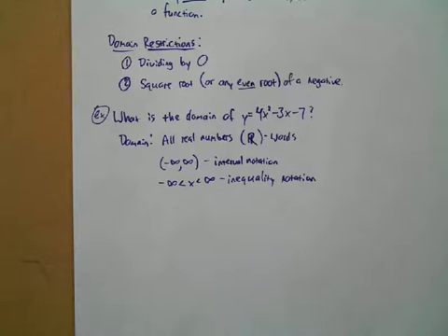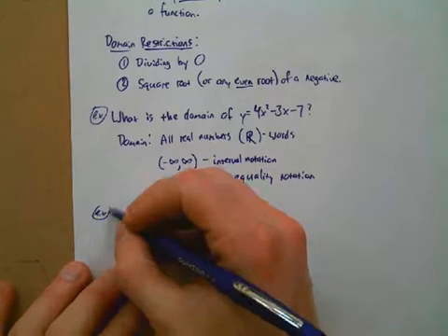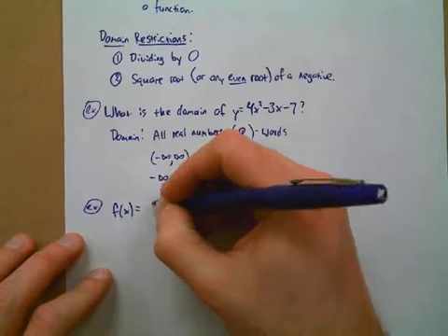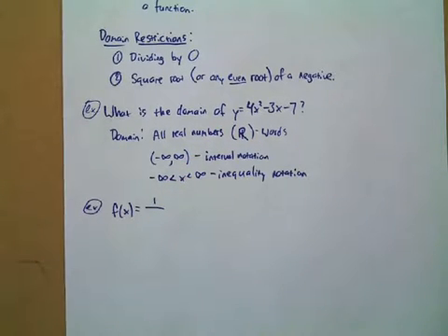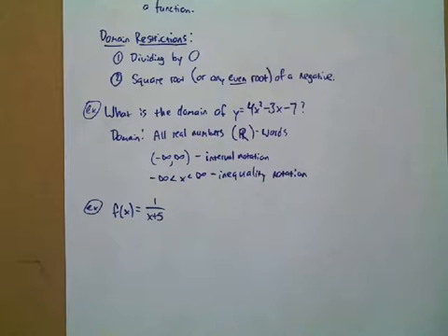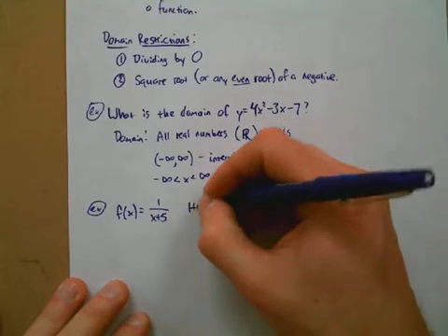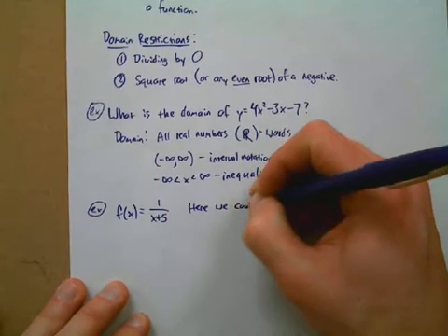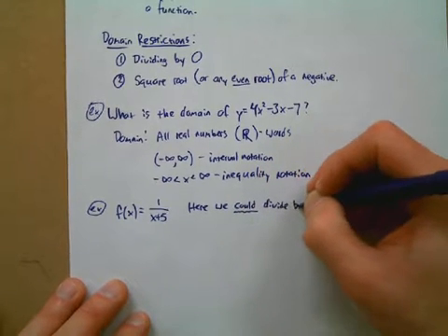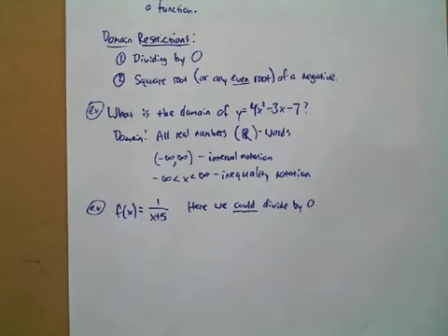Let's try another one. f of x equals 1 over x plus 5. So, new situation, right? We have some division, and in fact, we could potentially divide by 0. So here, we could divide by 0. We have a variable in the denominator there.